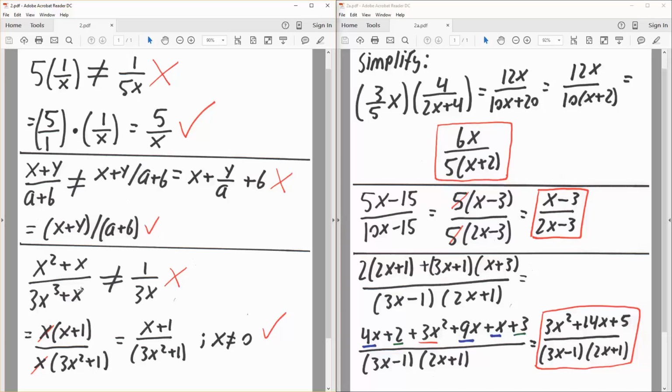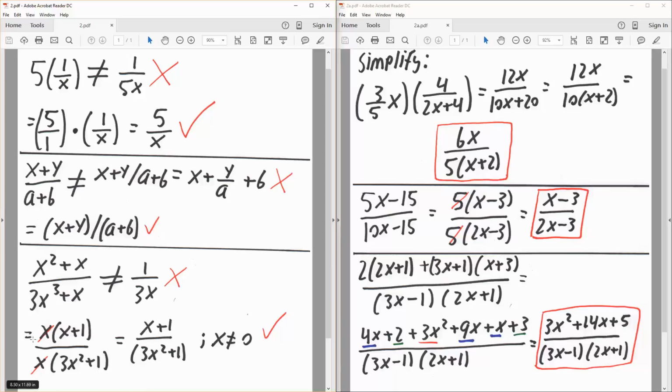And the next misconception we have is x squared plus x divided by 3x cubed plus x. This does not equal 1 divided by 3x. We can't simply cancel out this x and this x and just divide by x squared. So what we need to do actually is first factor out the common x for both the numerator and the denominator. So we have x parentheses x plus 1. This is equivalent to this. Then we do the same thing for the denominator. So we have x parentheses 3x squared plus 1.